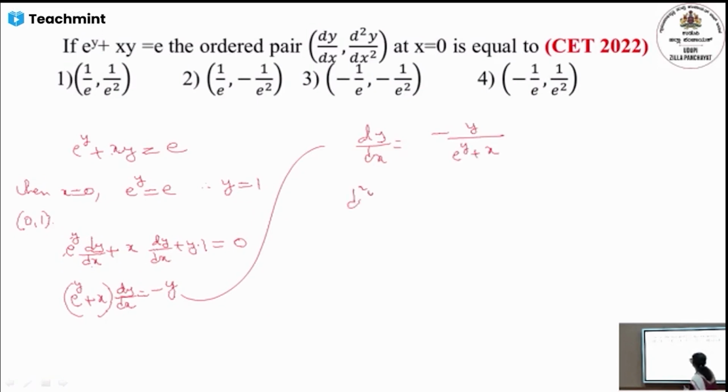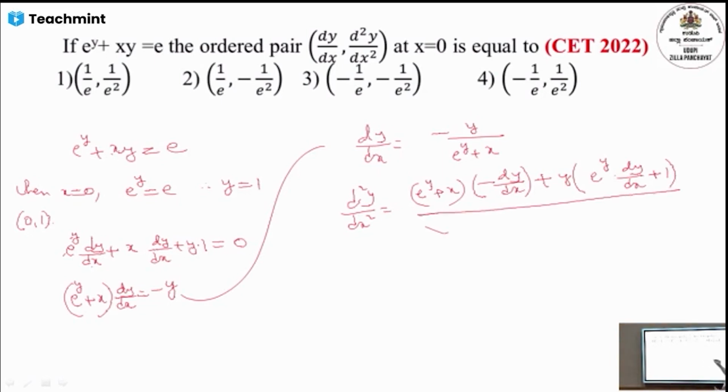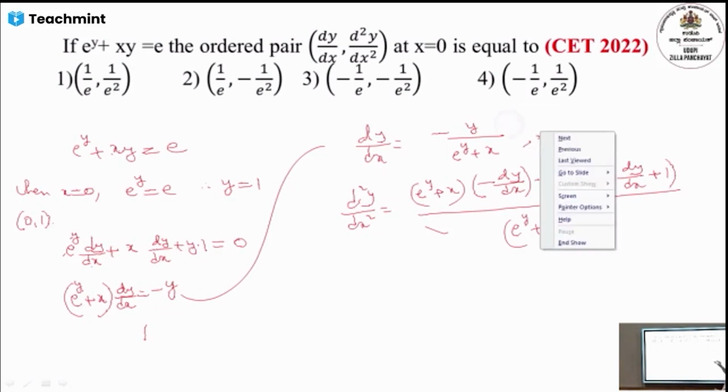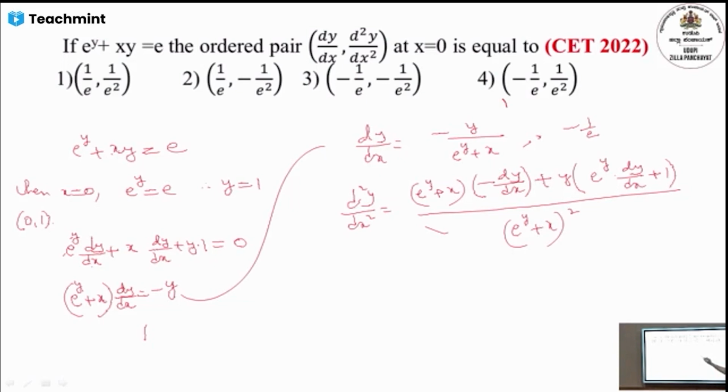So find d squared y by dx square. It is denominator into derivative of the numerator minus numerator into derivative of the denominator, the whole divided by e power y plus x, whole squared. So you have to substitute x as 0. When you substitute x as 0, this is 0. E power 0 is 1. This is 1. So dy by dx is how much? Minus 1 by e. Now you substitute x as 0. This will be 0. This is e. This is minus 1 by e. So this comes out to be minus 1.